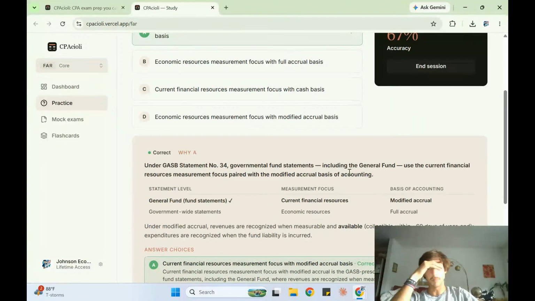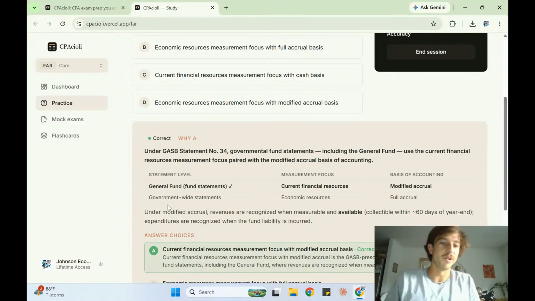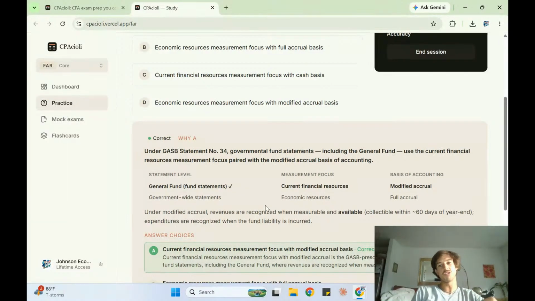Governmental fund statements, including the general fund, use the current financial resources measurement focus and the modified accrual basis of accounting. That's the governmental fund statements. Then government-wide statements sound super similar, but they're different: they use the economic resources measurement focus and the accrual basis of accounting.